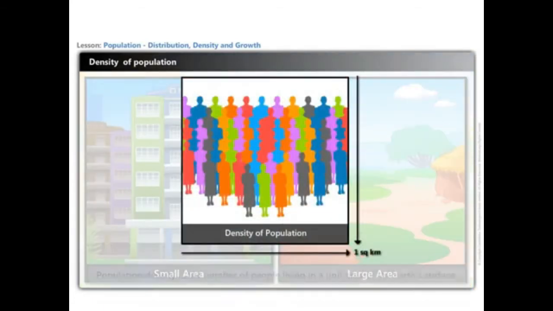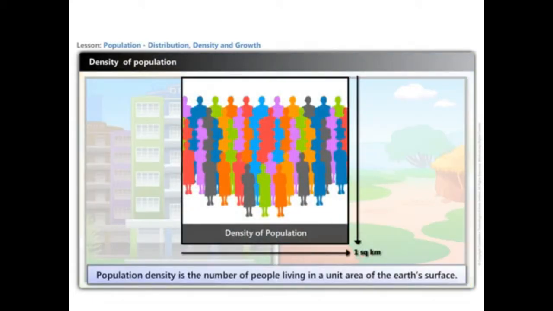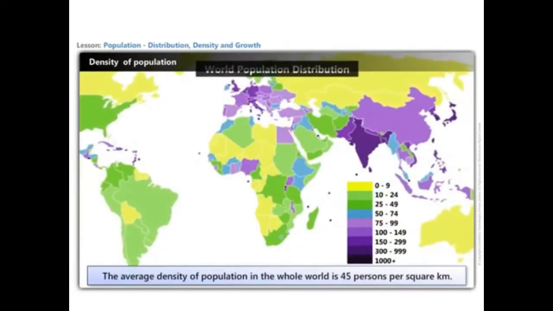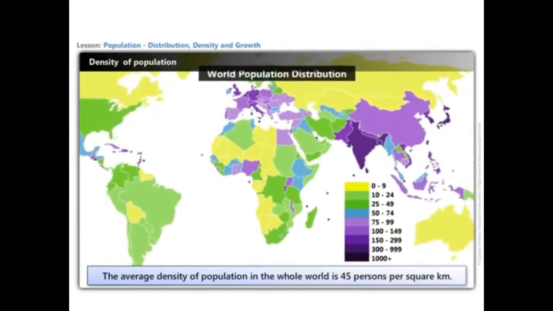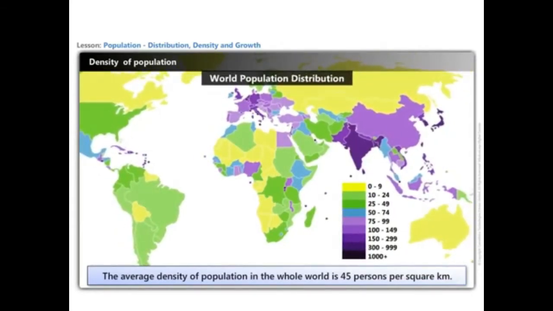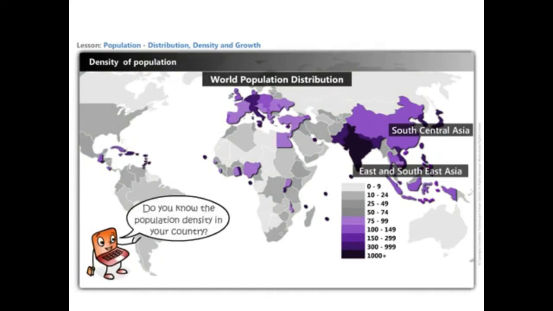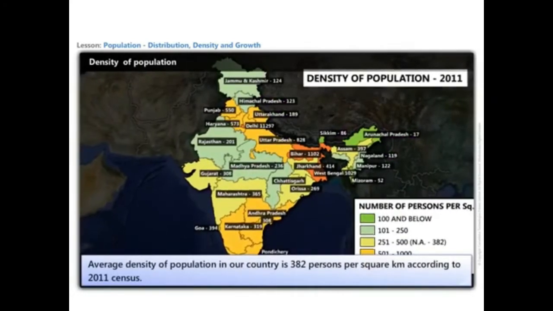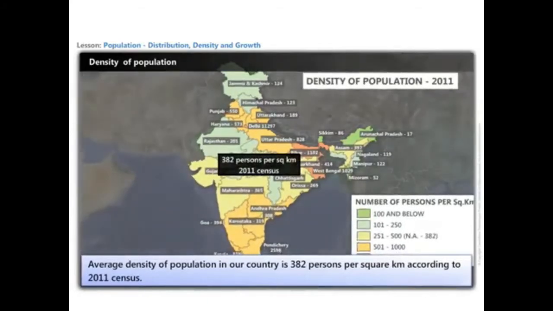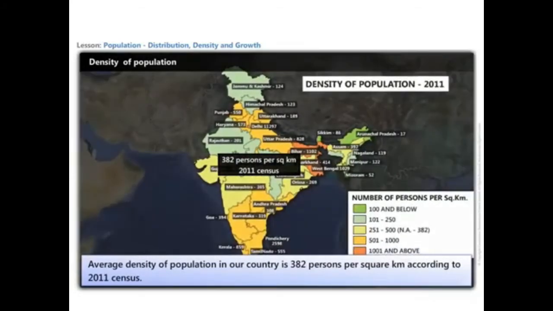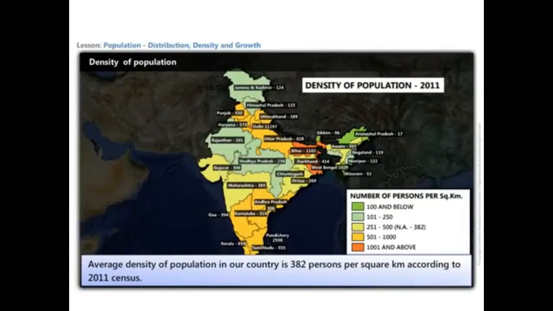This can be expressed as population density, that is, the number of people living in a unit area of the Earth's surface. The average density of population in the whole world is 45 persons per square kilometer. South Central Asia has the highest density of population, followed by East and Southeast Asia. Do you know the population density in your country? Average density of population in our country is 382 persons per square kilometer according to the 2011 census.